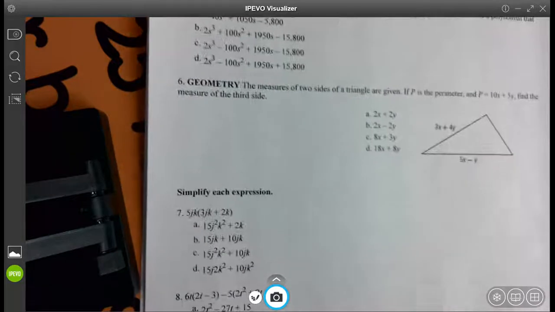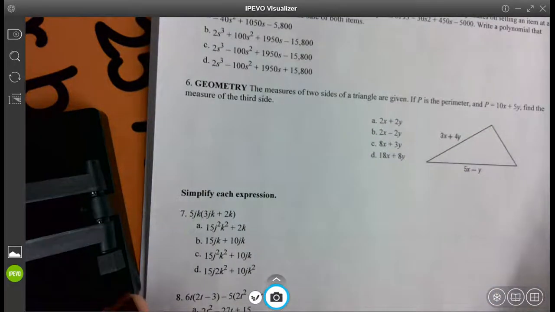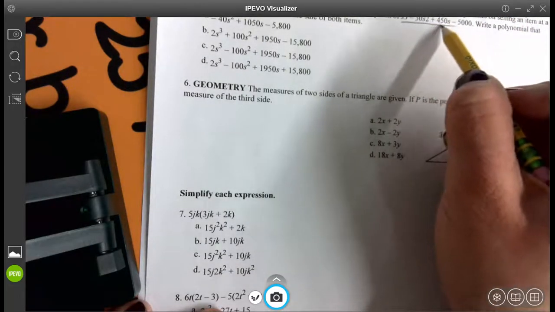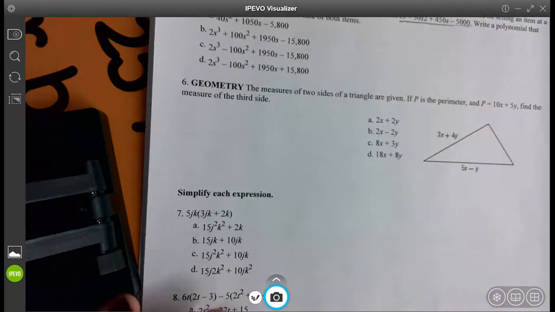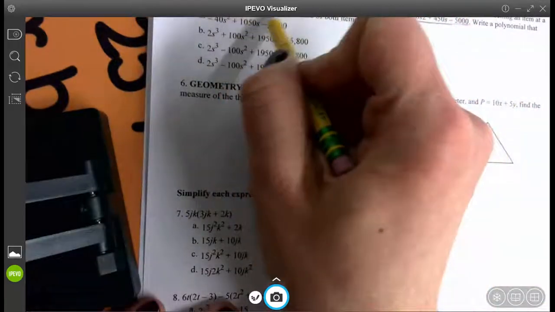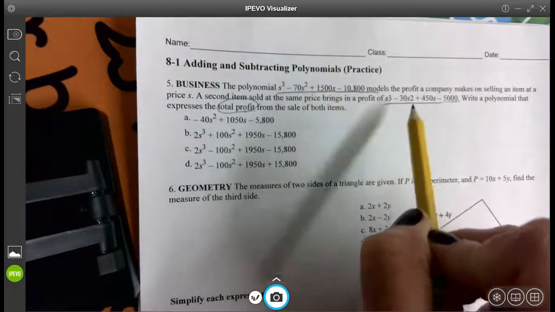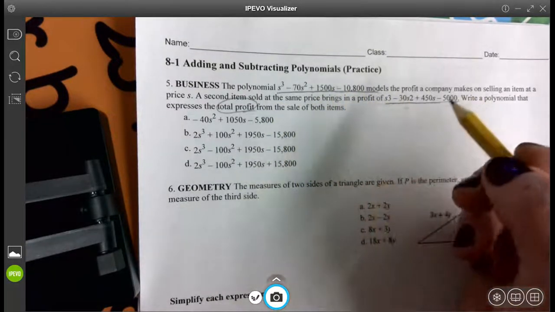Second page, you're still adding and subtracting. It says the polynomial s cubed minus 70s squared plus 1500s minus 10,800 models the profit a company makes on selling an item. The second item sold at the same price brings in a profit of s cubed minus 30s squared plus 450s minus 5,000. It says write a polynomial that expresses the total profit. Oh goodness, okay. So if I have a profit and they want a total profit, what am I going to do with these two things? I'm going to add them.